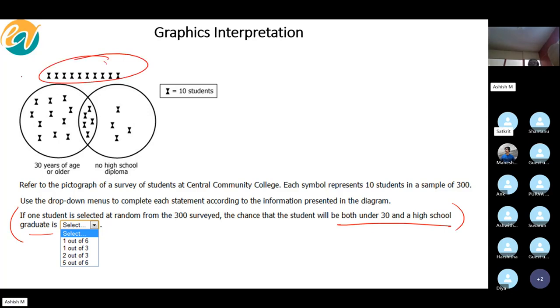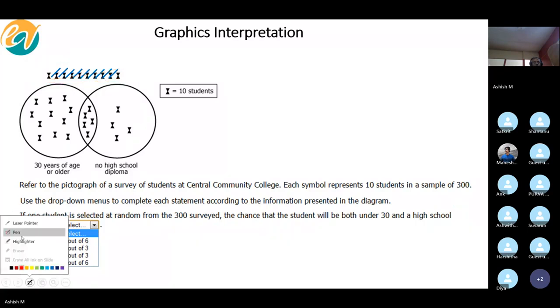So now both under 30 and high school graduate would be what? This is the both that we are talking about, right? These ones. And so what's the answer? Very nice. So if you count them, they would be 10. I mean, if you count the symbols, guys. Notice 1, 2, 3, 4, 5, 6, 7, 8, 9, 10.